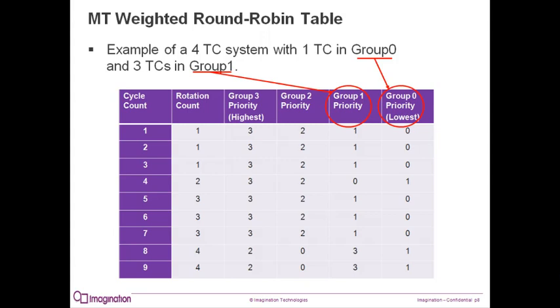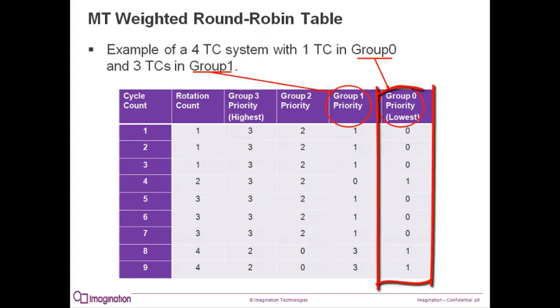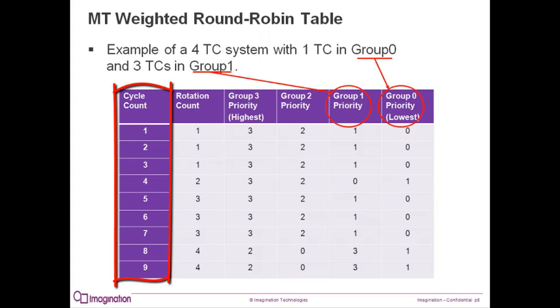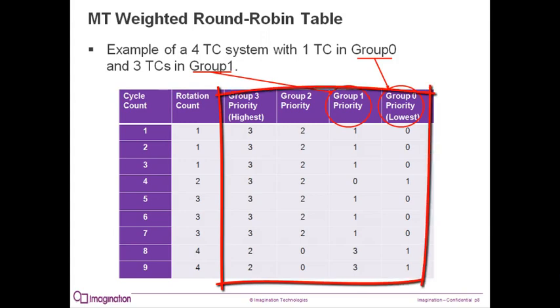The chart shows the cycle effect of having more than one TC in a group. There are 4 threads in this system. 3 of the threads have been assigned to group 1, and 1 of the threads is assigned to group 0. The first column shows the cycle count. The second column shows us which rotation out of the 15 the policy manager is in. The remaining columns show the priority of each group for each cycle.